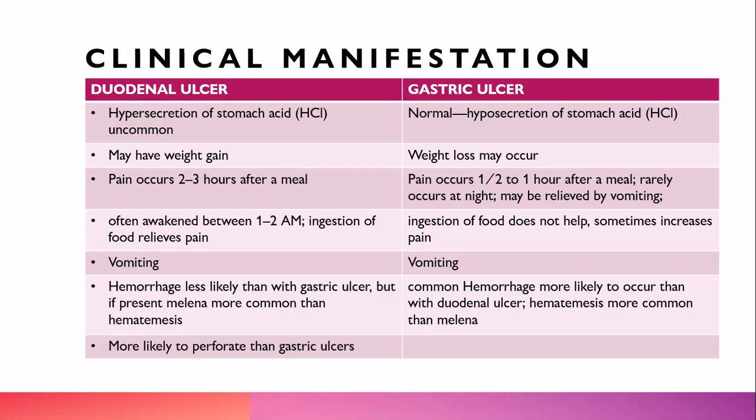Then vomiting, here the person will experience vomiting. Then hemorrhage is less likely than with the gastric ulcer. Here the chance of hemorrhage is less than in gastric ulcer, but if it is present, you can see it as melena, which is blood in stools, more commonly than hematemesis. Hematemesis is blood present in the spit. When the person spits, you can see there is blood. This doesn't happen in duodenal ulcer. Instead, we can see melena, which is blood in stool.